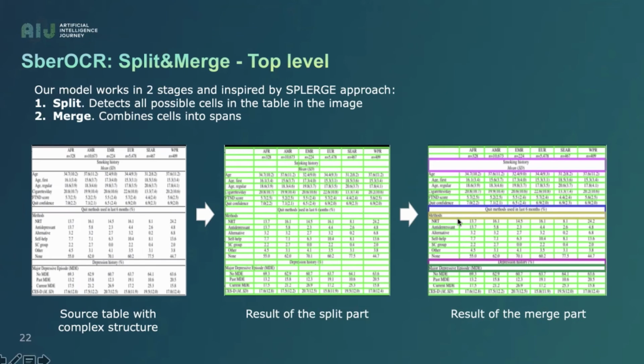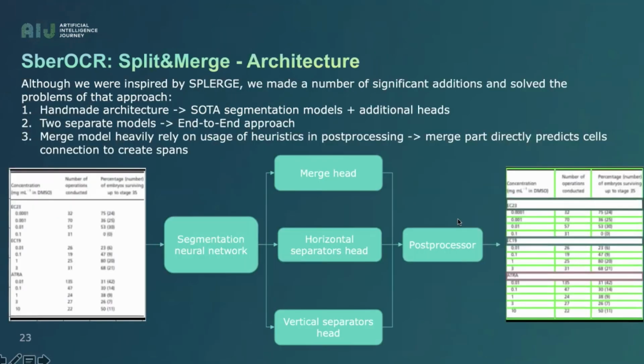We also split the task in two parts. The split part is finding all possible cells on the image, and the merge part is merging the cells into spans. Below is the result of each stage. Although we were inspired by the segmentation approach, we made a series of significant additions and found a solution for the main problems of this approach.